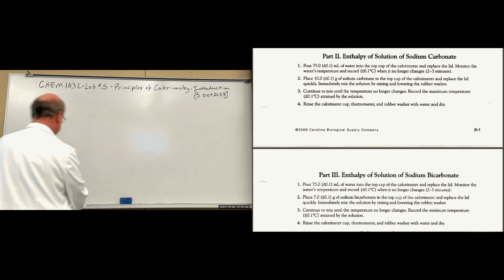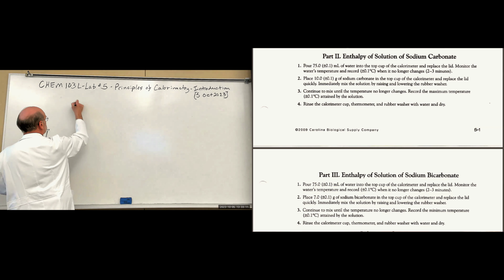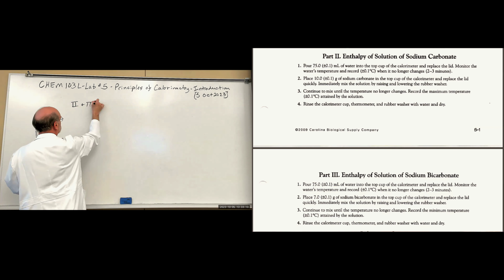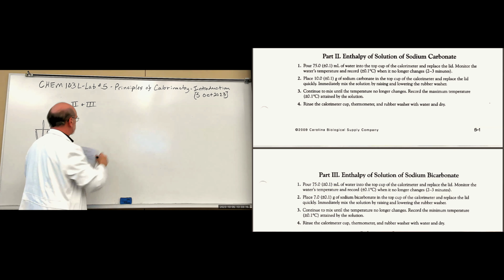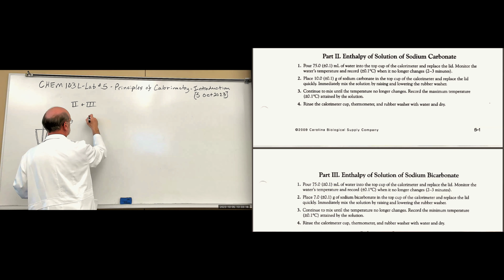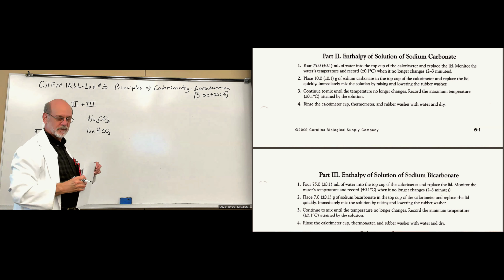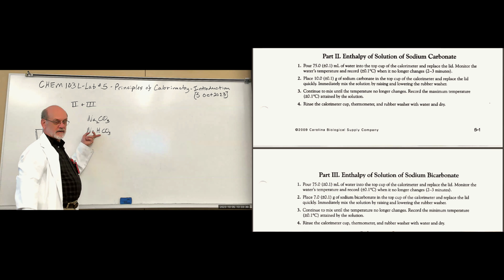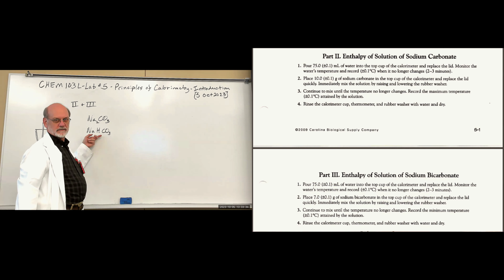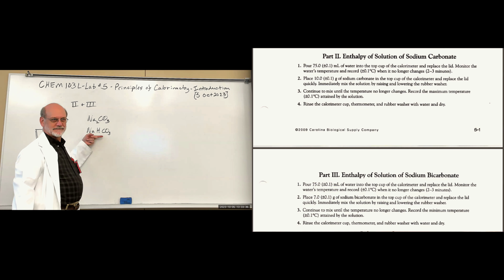Okay, so for 2 and 3, we're going to have some salt. It's either going to be sodium carbonate or sodium hydrogen carbonate, often called bicarbonate. This is Arm and Hammer. Arm and Hammer sodium bicarbonate. That's all it is.